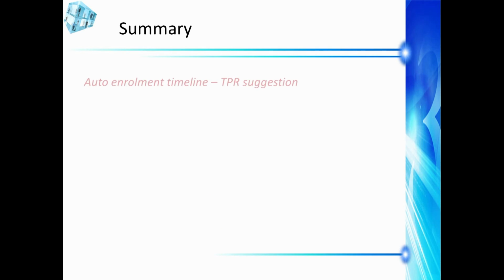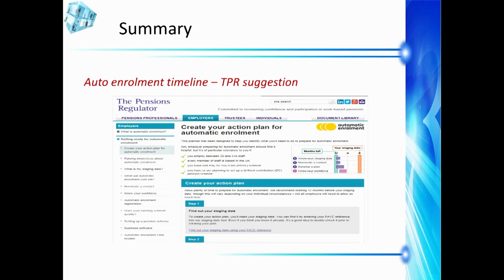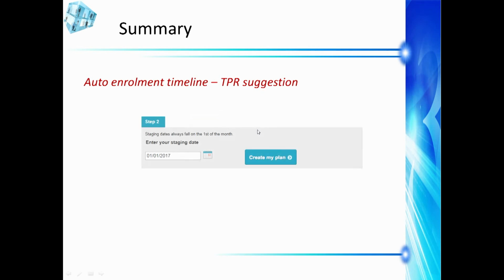Okay, if you go onto the Pensions Regulator website, you'll find they've got something called an auto-enrolment timeline, and this is quite useful. Go onto the website, have a look at this, create your action plan for auto-enrolment. It will ask you to enter your staging date, and then it will create your plan for you.